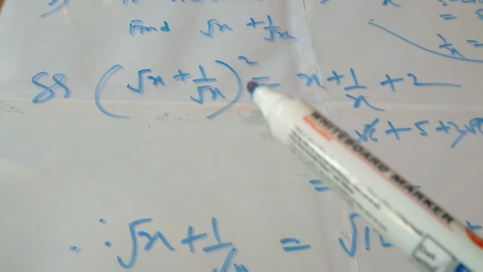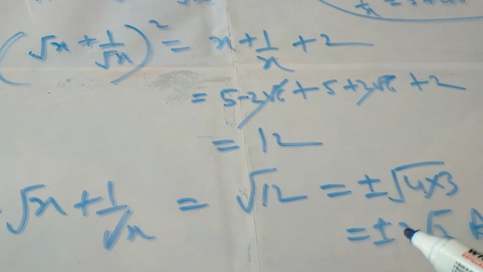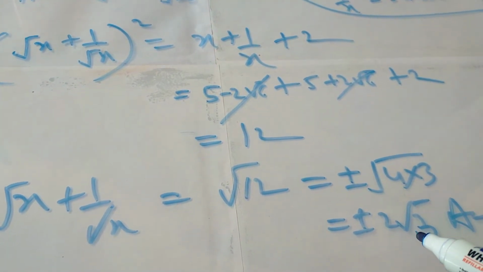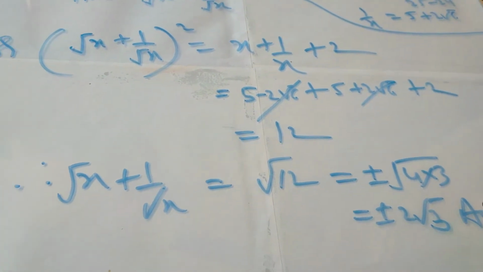If I remove this square, it will be under root. Then it will go under root 12. So it will be 4 into 3. 4 into 3 means square root of 4 is 2, and 3 will remain inside this root. So our final answer is plus minus 2 root 3.